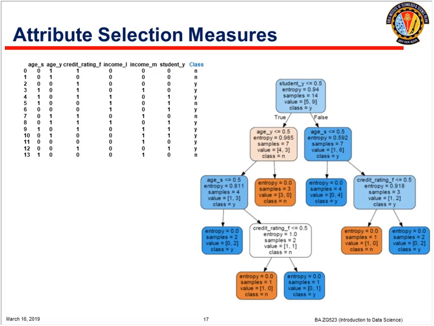Well, anyway, so let's look at this particular case. Can you use the splitting criteria now? Let's look at age_s. What will be the entropy if the split was done on age_s?